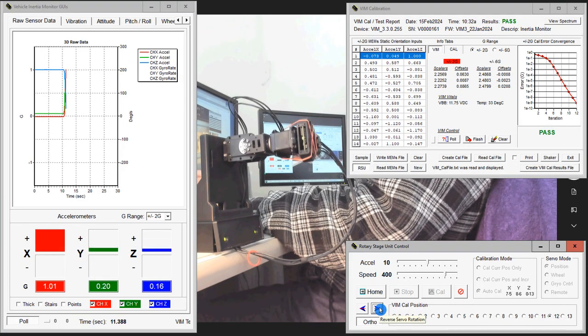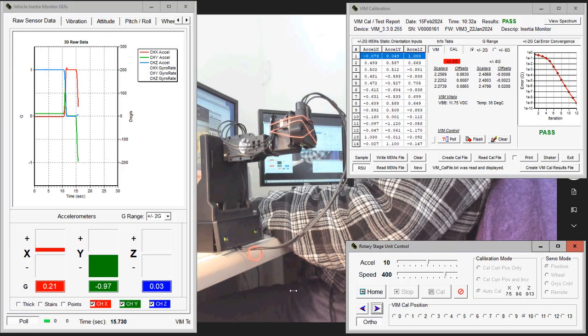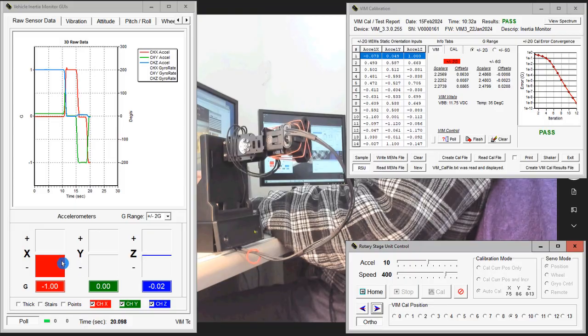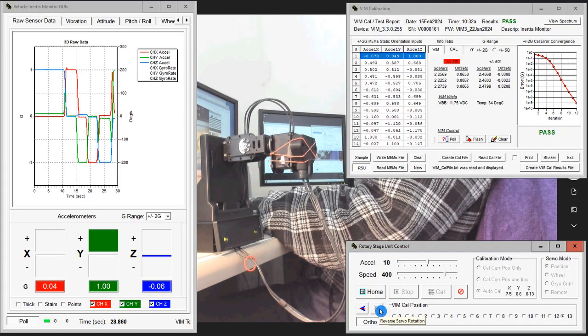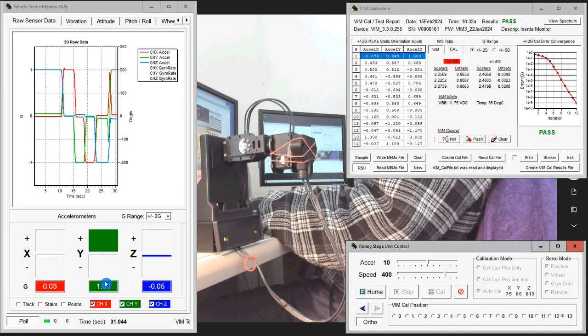So now you'll see that the x-axis is now at 1G, y-axis is now at minus 1G, x-axis goes to minus 1G, z-axis is now at minus 1G, and then the y-axis is at 1G also.